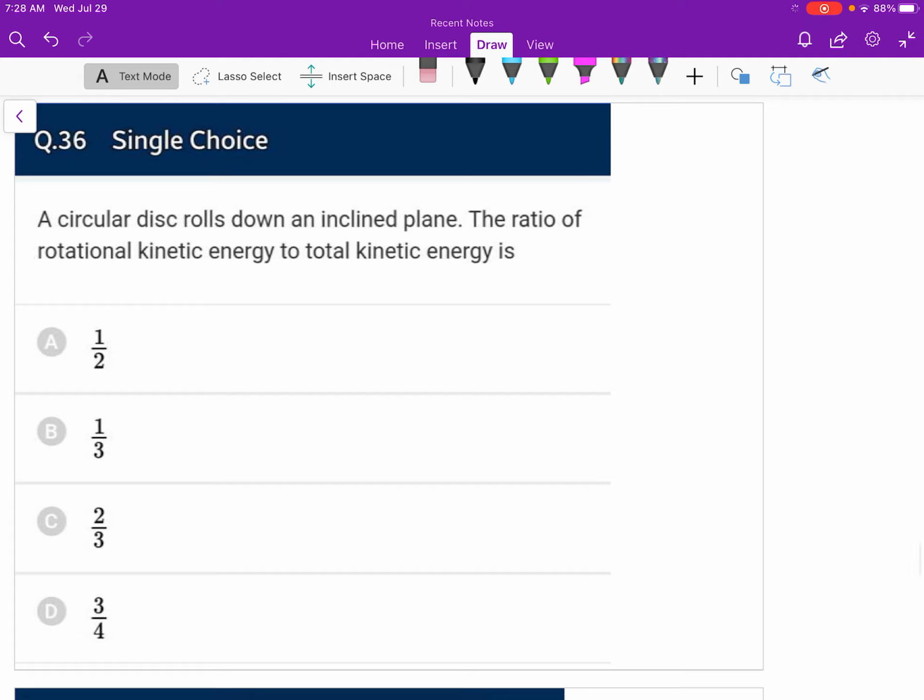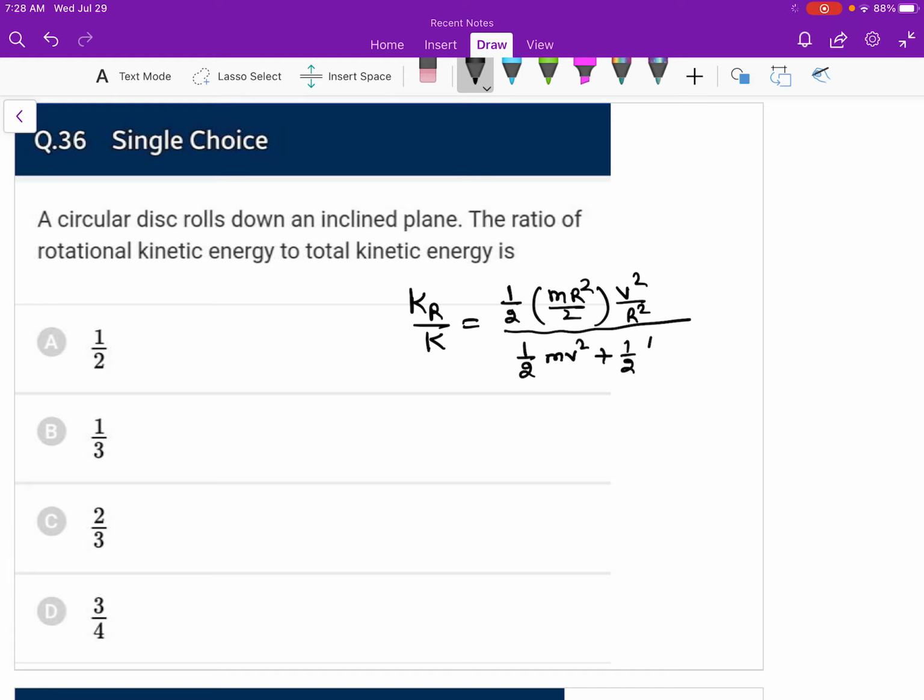A circular disc rolls down an inclined plane. The ratio of rotational kinetic energy to total kinetic energy, so Kr upon K. Kr is half I CM omega square, that is half of mr square by 2 into v square by r square, and total kinetic energy is half mv square plus half mr square by 2 into v square by r square. So half mv square cancels, so the numerator factor is 1 by 2 and the denominator is 1 plus 1 by 2, so that is 1 is to 3, so 1 by 3 is the correct answer. See, 1 by 4 upon 3 by 4, so that is 1 by 3.